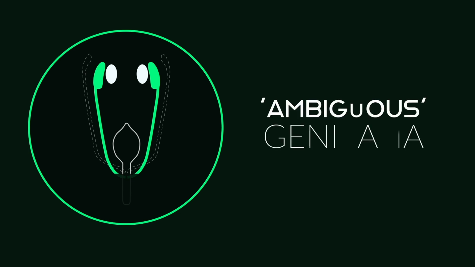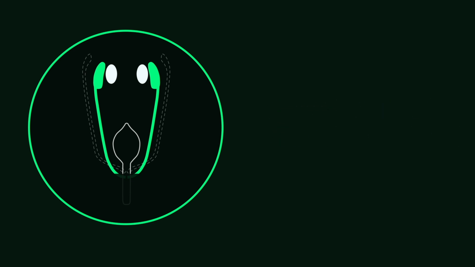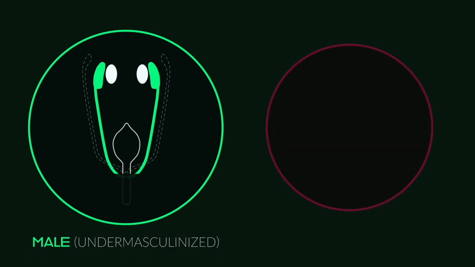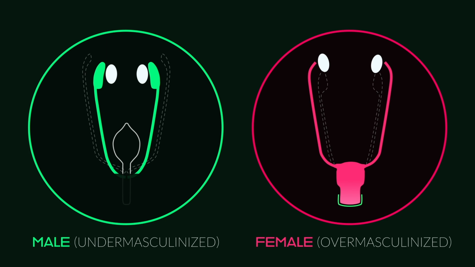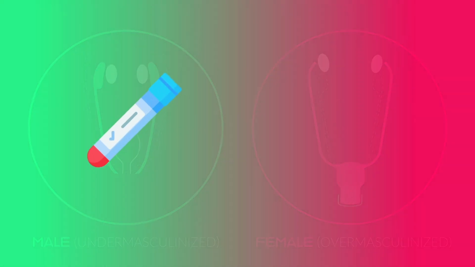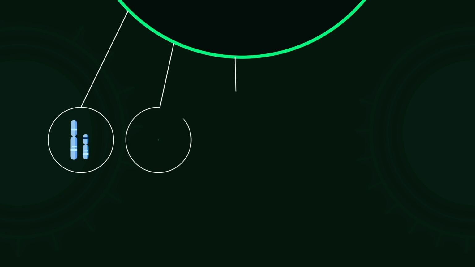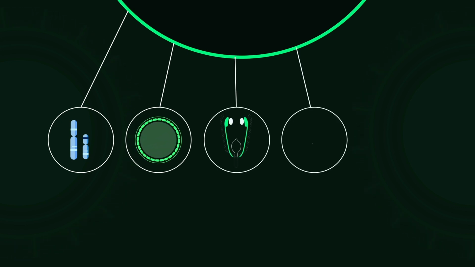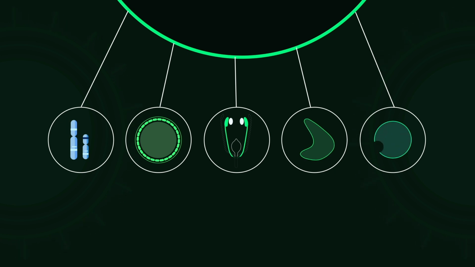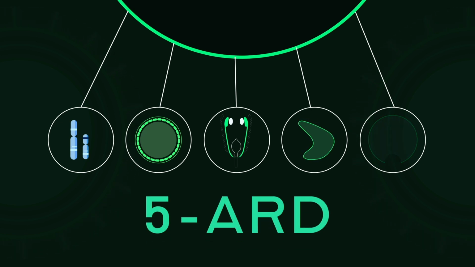Like other DSDs, newborns with 5-ARD can experience so-called ambiguous genitalia, where it is not entirely certain whether the baby is a male with under-masculinized genitalia, or a female with over-masculinized genitalia. In such cases of so-called ambiguity, sex can be determined through genetic analysis, hormone testing, and ultrasound. If the patient has a karyotype of 46XY, has testes, a Wolffian structure, and functioning androgen receptors, but lacks the 5-alpha reductase 2 enzyme, then 5-ARD is a likely cause. Further differential diagnosis and screening is necessary to narrow the diagnosis.